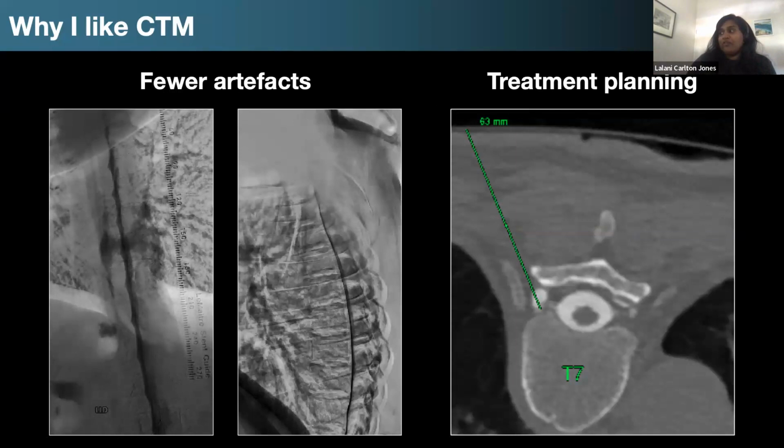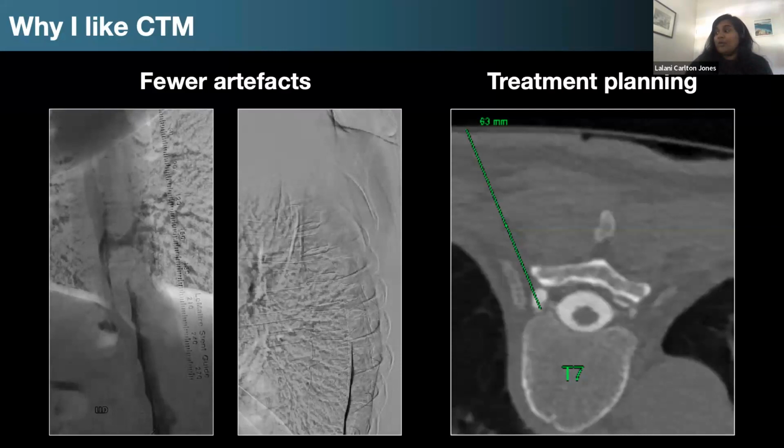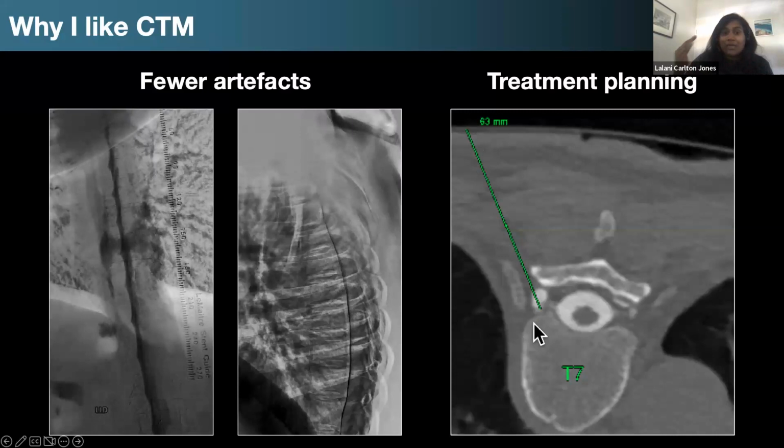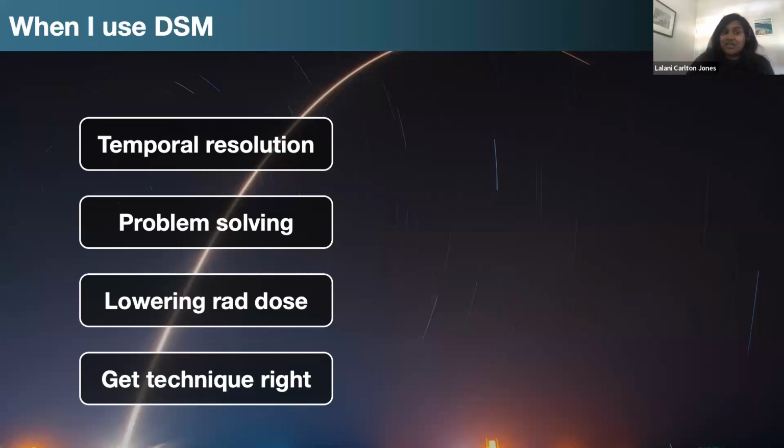I also like CTM because it allows you to treatment plan. So we treat a lot of our leaks with fibrin glue, CT guided fibrin glue. So it allows me to get an immediate same day planning. We do the injection the same day as we do the diagnostic test. So, you know, I prefer it for some things, but I do use DSM occasionally.